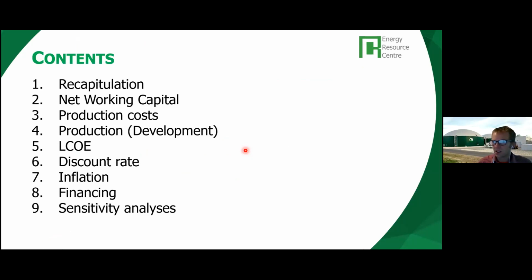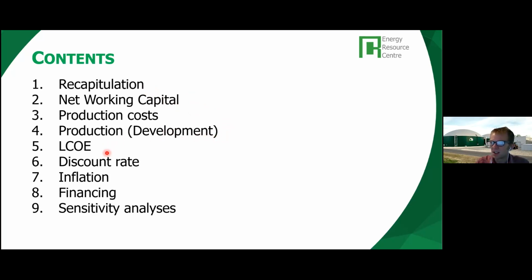After a very short recapitulation of some of the things that we looked at during earlier sessions, we'll have a quick look at net working capital, what that means, production costs, and how the development of production output of your project affects the financial position of projects.